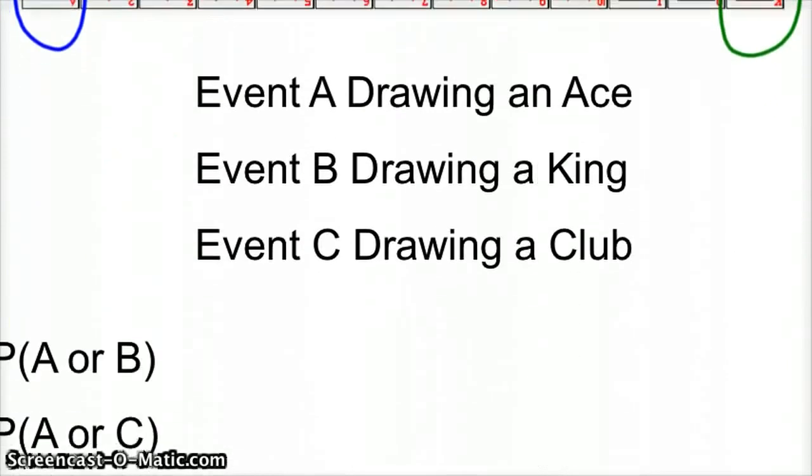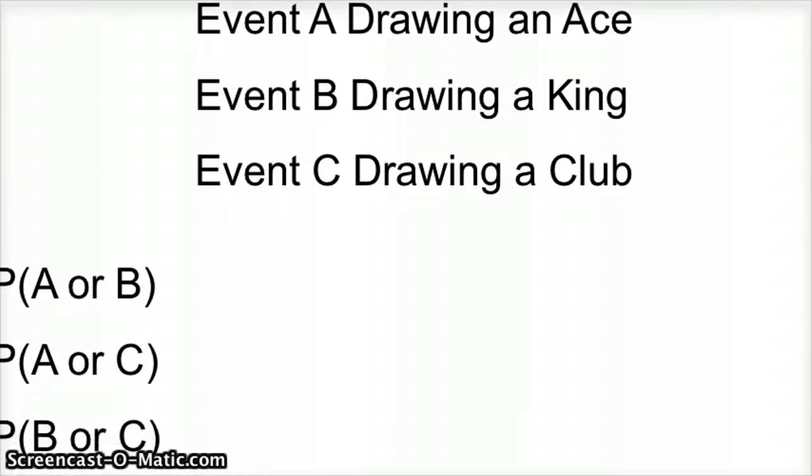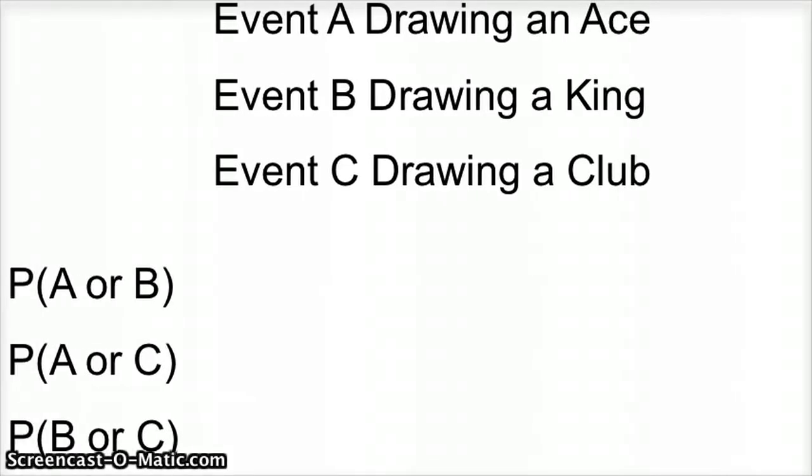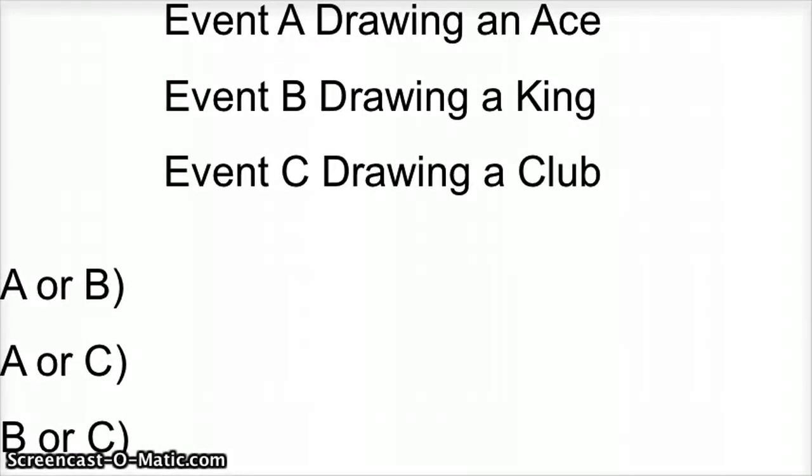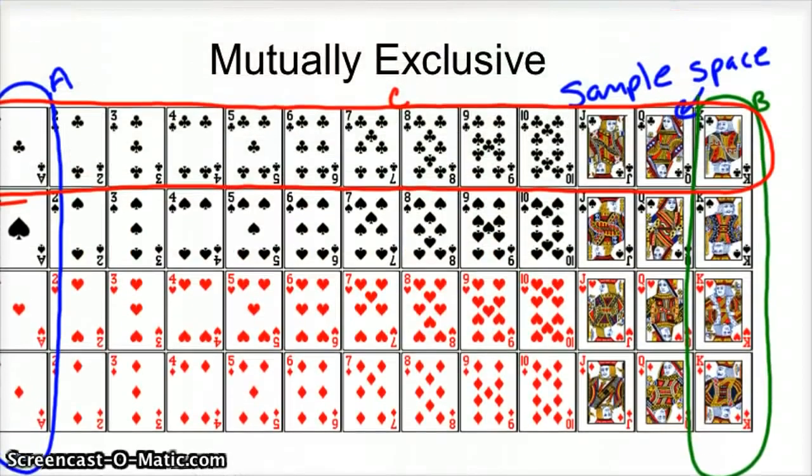Okay. So let's say we wanted to find the probability of A or B. The key to this is the word or. Or means to add them together. And I guess I forgot about mutually exclusive, so let me go back and tell you about that. Mutually exclusive means there's no overlap. So A and B have no overlap. There's nothing in common between the two.